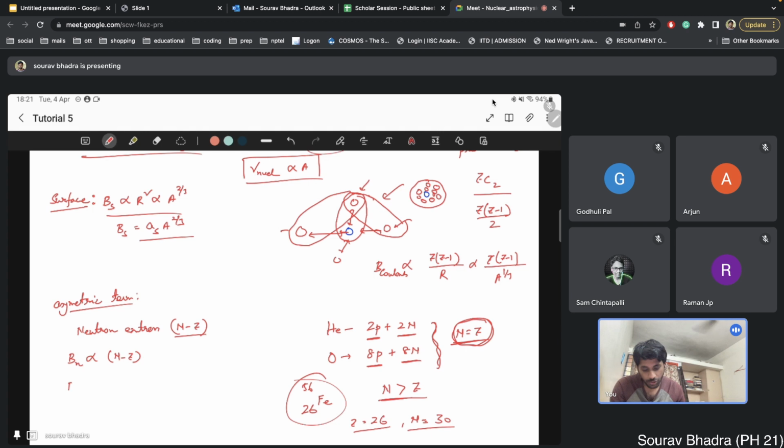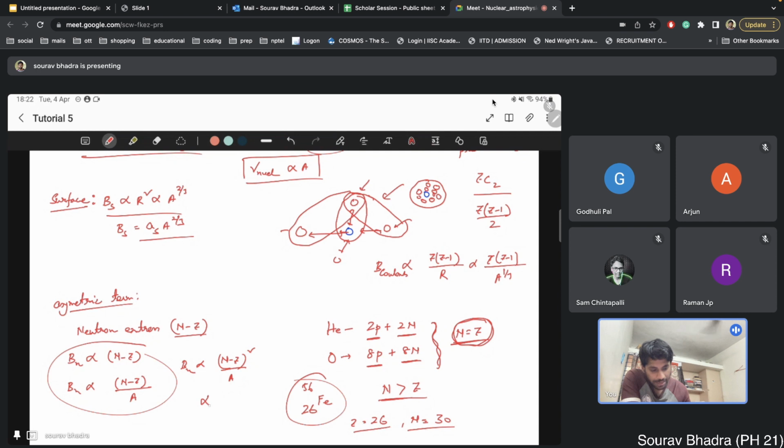So it is also proportional to the volume, (n minus z) by a. If your total volume is proportional to a, then the volume which the excess neutron is taking is (n minus z) by a. These two hold only if it is proportional to both of them. That means (n minus z) square, (n minus z) square by a.